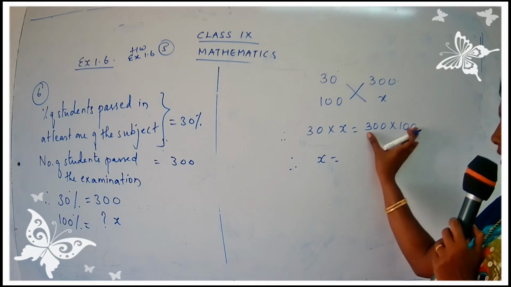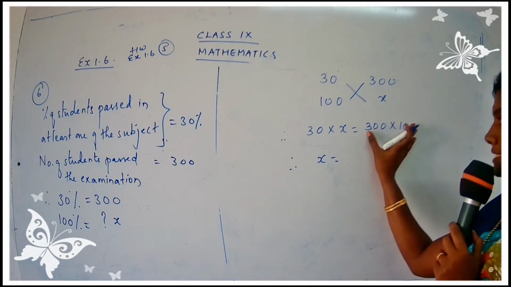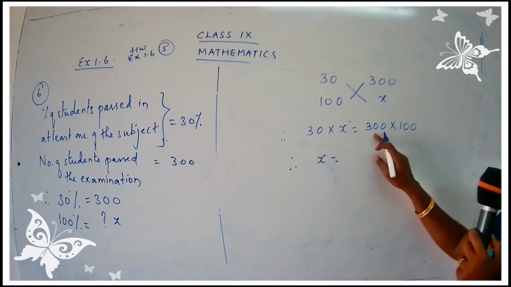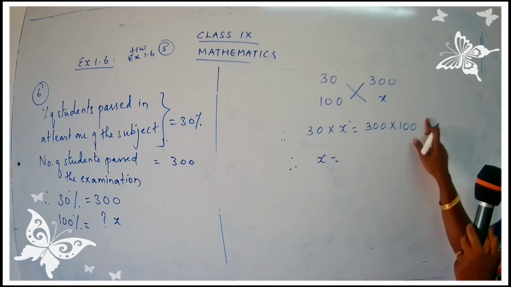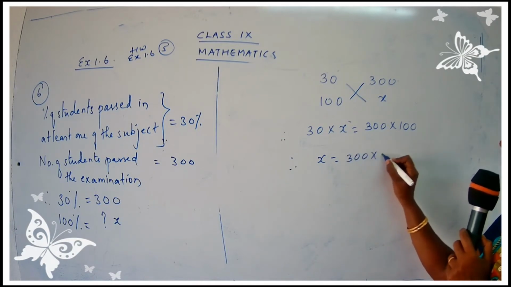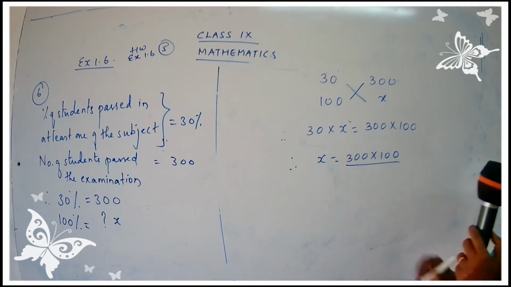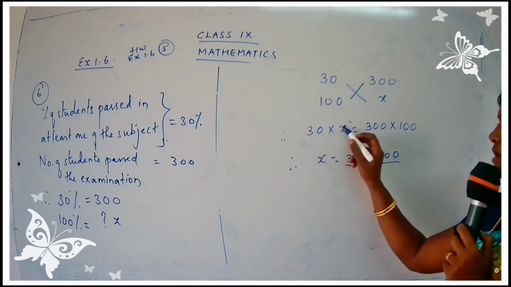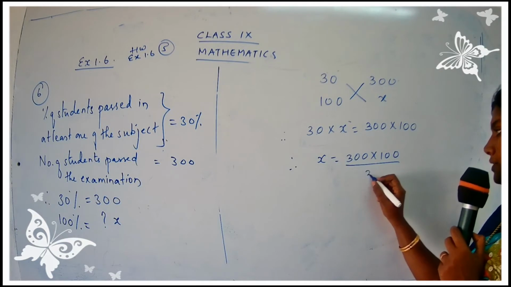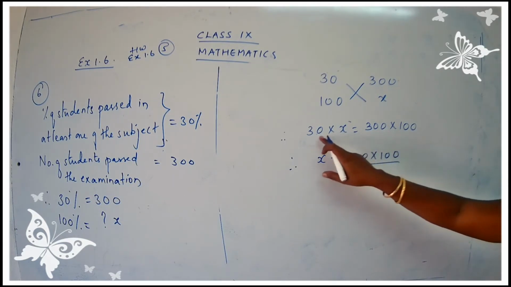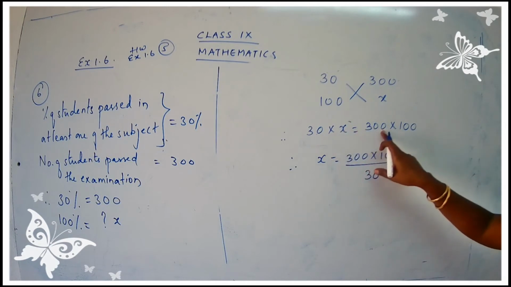Keep the number without x as it is. What is the number with x? 30. So you are going to write down the number without x. What is the number without x? 300 into 100. Okay, now what are you going to do? You are going to write the number which is with the x. What is the number with x? 30. And 30 will come in the denominator part. Very simple. So 30 into x is equal to 300 into 100.